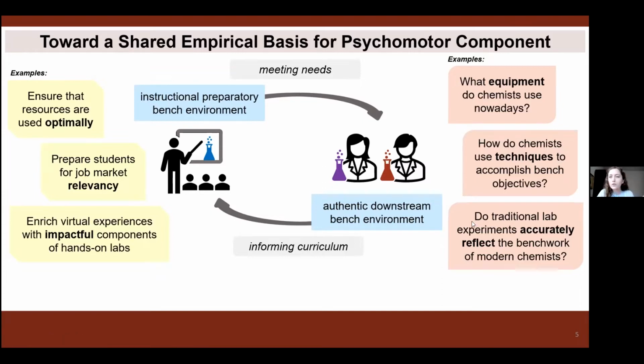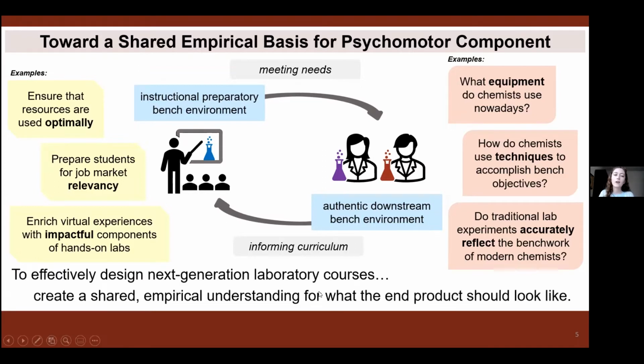What type of equipment do they use, or what techniques do people need to be able to do? And in helping students prepare to carry out those techniques, we're helping them with job market relevancy and making sure that they're getting impactful experiences. So just to sum this all up, in order to effectively design next generation lab courses, we really need a shared empirical understanding of what that end product should look like in the first place.